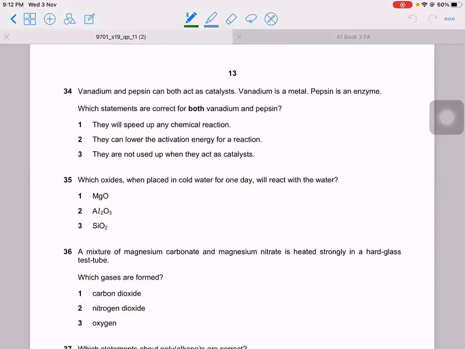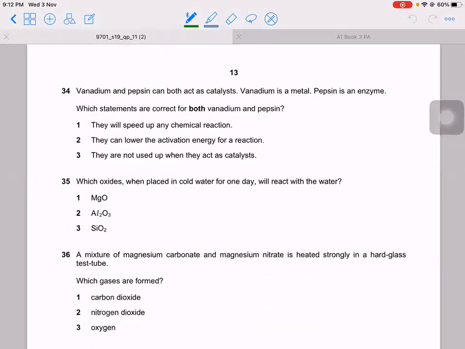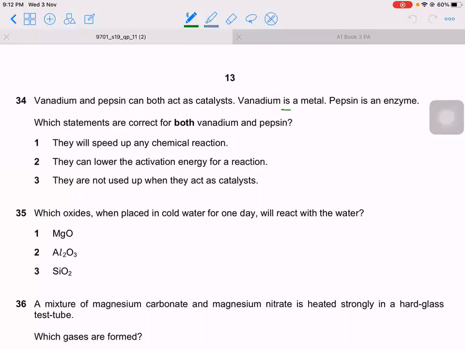Question number 34. Vanadium and pepsin can act as catalysts. Vanadium is a metal, pepsin is an enzyme. Which statement is correct for both pepsin and vanadium?